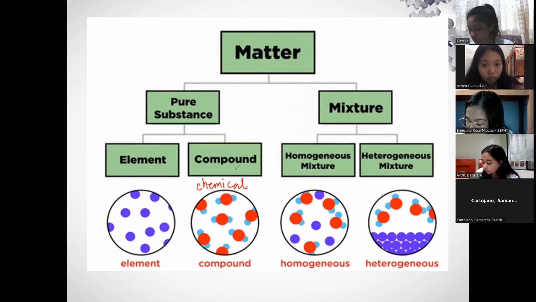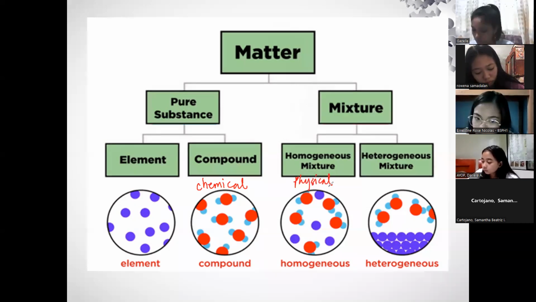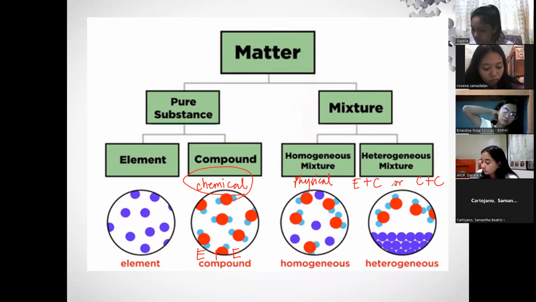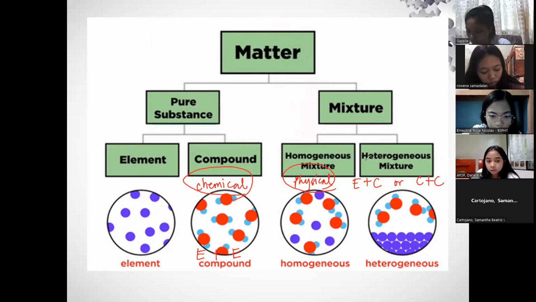Now, anong kaibahan ni compound doon sa mixture? Pag sinabing mixture class, it's a combination na physical combination only. Walang chemical reaction na nangyari dito. Ano yung nag-combine? It can be an element plus a compound or a compound plus another compound. Dito sa mixture, pwedeng element plus compound or pwedeng compound and another compound, but the combination is just physical. There is no chemical reactions here. Pero yung simplest matter natin, element, kasi this is just composed of one type of atom.